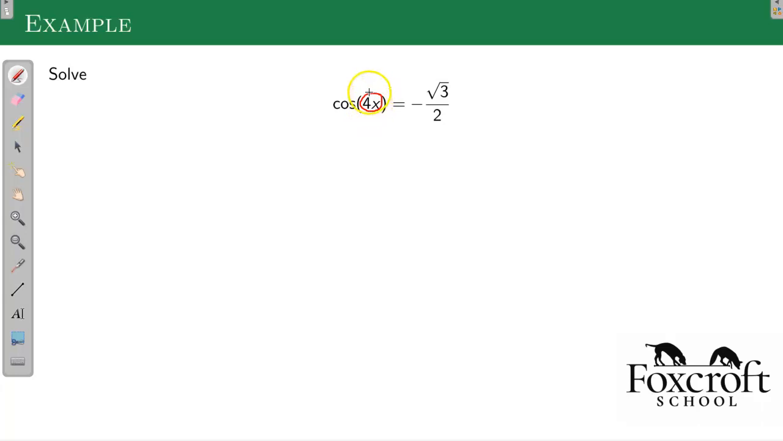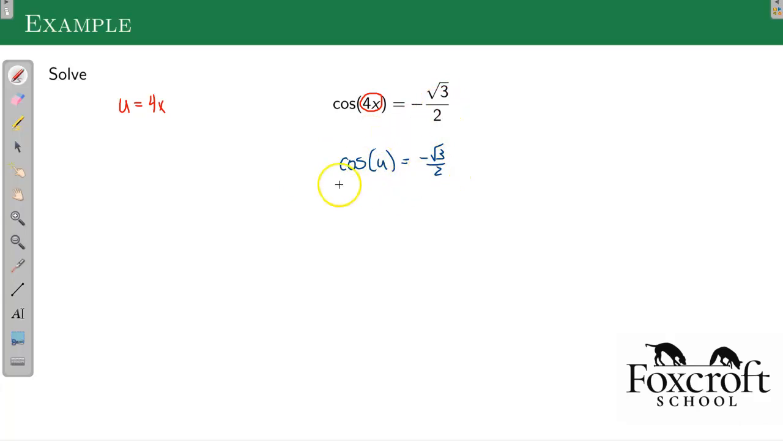When there's a 4x on the inside, our unit circle doesn't apply anymore because the angles are all going to be different. But what I can do is make u = 4x. Again, I always use u for substitution because of something that happens in calculus. You can use whatever letter you want as long as it's not x. Heck, you could use a symbol. You could do heart = 4x as long as you write it every single time. But this turns this into cosine of u equals negative square root of 3 over 2.